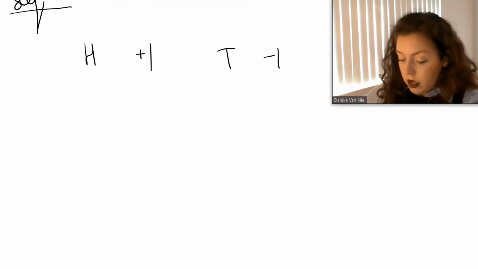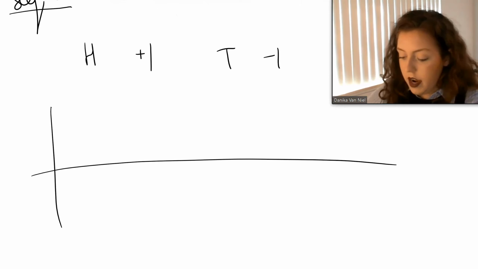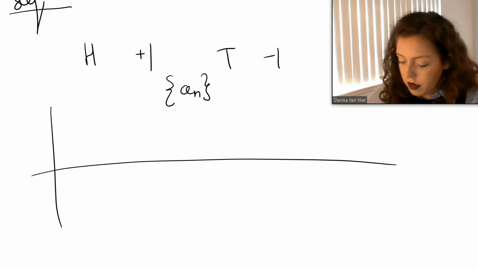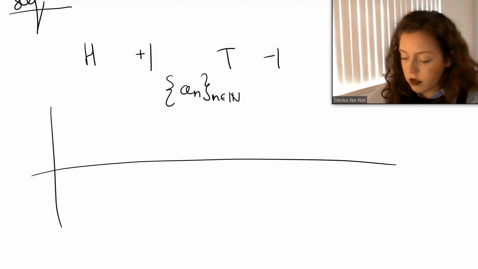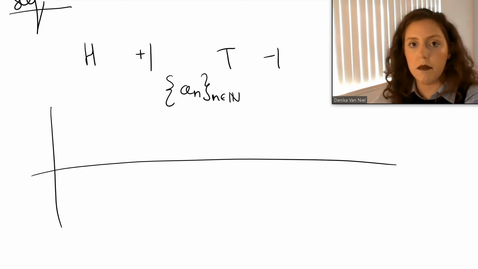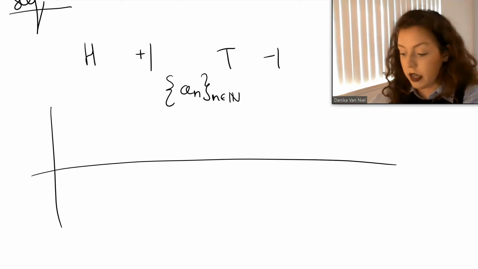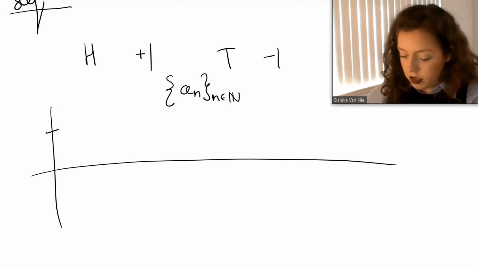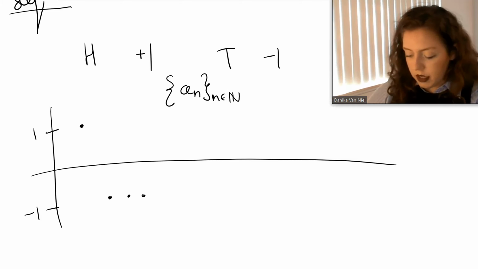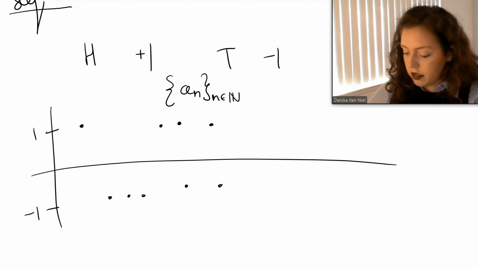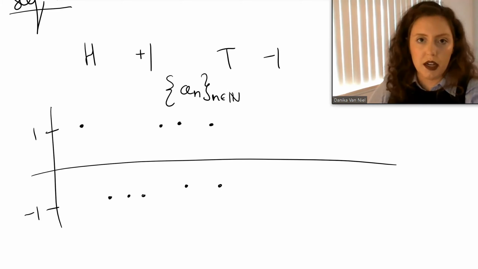Okay, so now we will have a sequence and in the naturals, right? Because it has a first time and it just keeps going on and on forever. Okay, so let's say this is 1 and this is -1. So first time it hits heads, second time tails, maybe tails a few times, and then heads. Okay, so it's just kind of all over, just as you would expect.